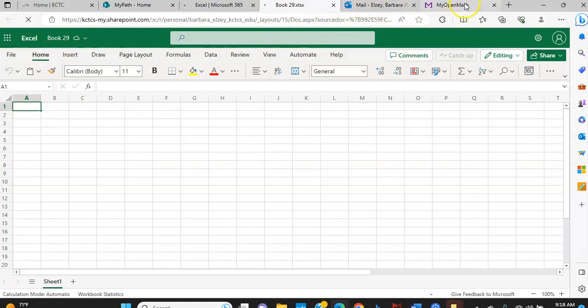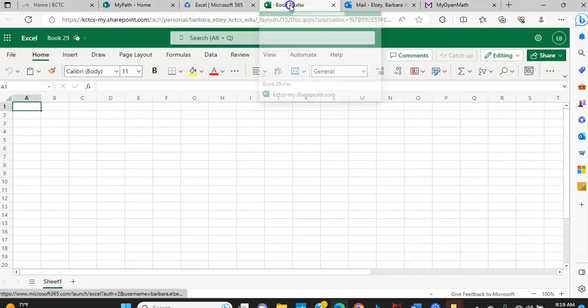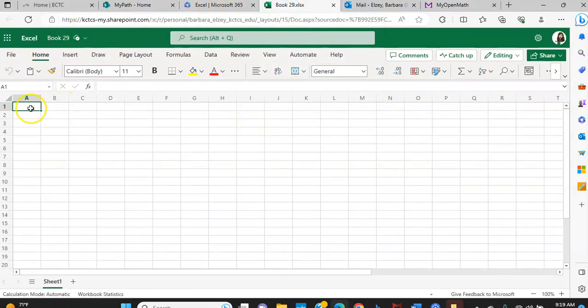Oh, and I failed to write down that probability, so let me do that real quick. 0.0186. Okay, so back to Excel here. All right, so we'll do equal 1 minus 0.0186 first. Okay, so that's 0.9814.